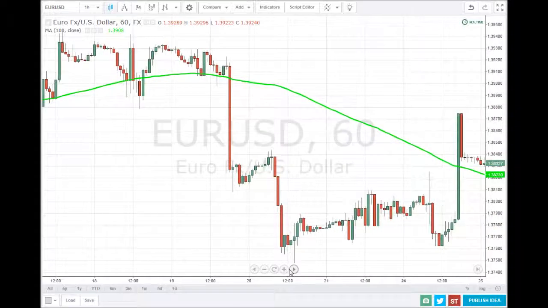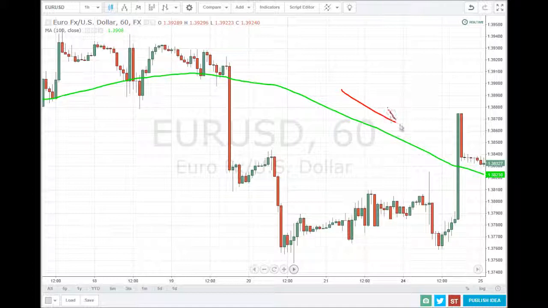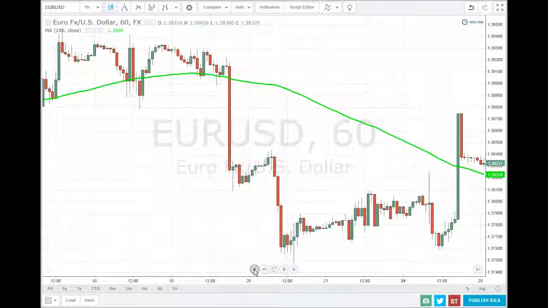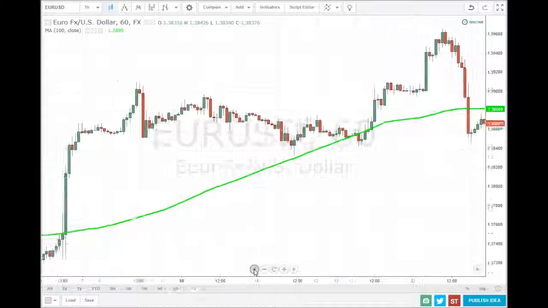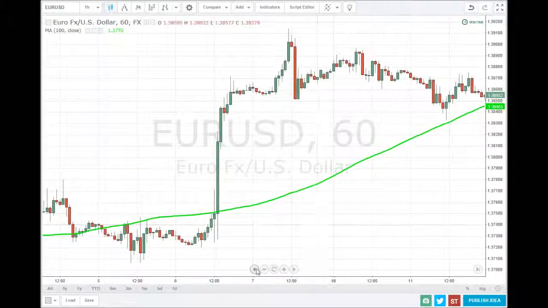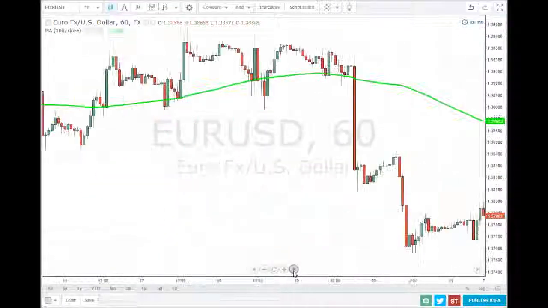Another way this moving average can be used to determine longer term bearish and bullish bias is not just the direction of this moving average, but if price is below the moving average, that can signal bearish momentum, and if price is above the moving average, that can signal bullish momentum.